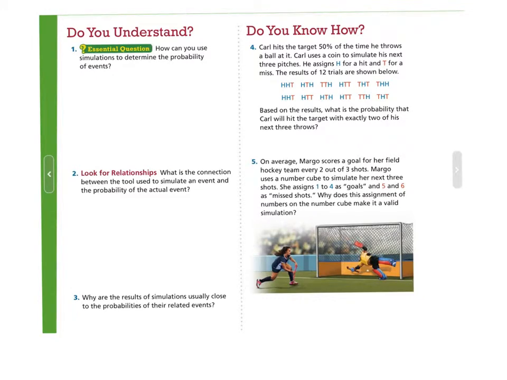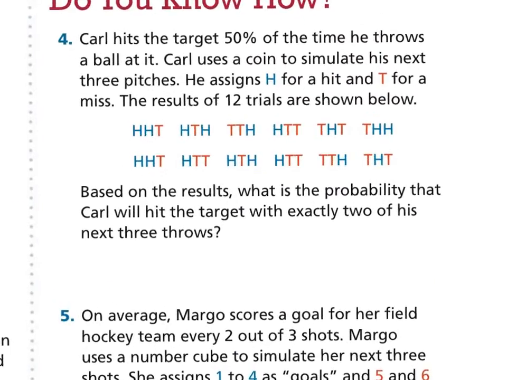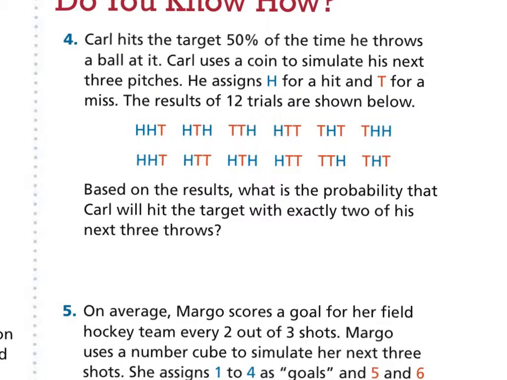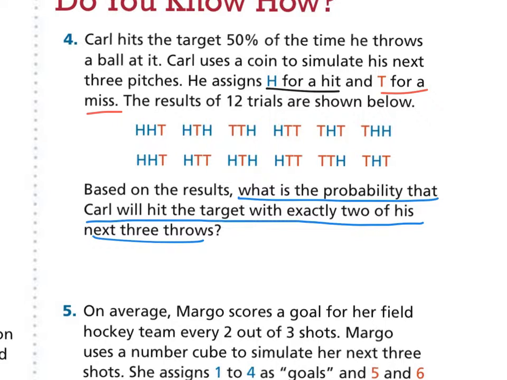So if you look at the Do You Know How, number 4, Carl hits the target 50% of the time he throws a ball at it. Carl uses a coin to simulate his next 3 pitches. He assigns H for hit and T for miss. Results of 12 trials are shown below. Based on the results, what is the probability that Carl will hit the target with exactly 2 of his next 3 throws? So exactly 2 hits is what we're looking for.